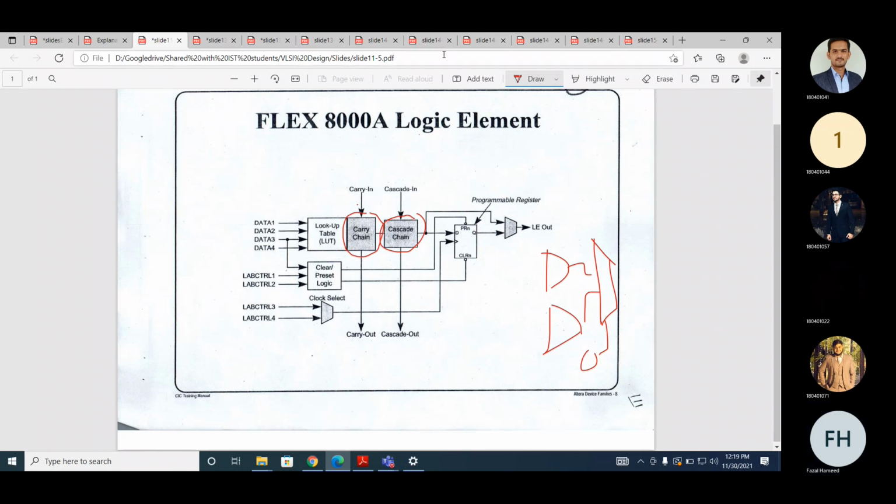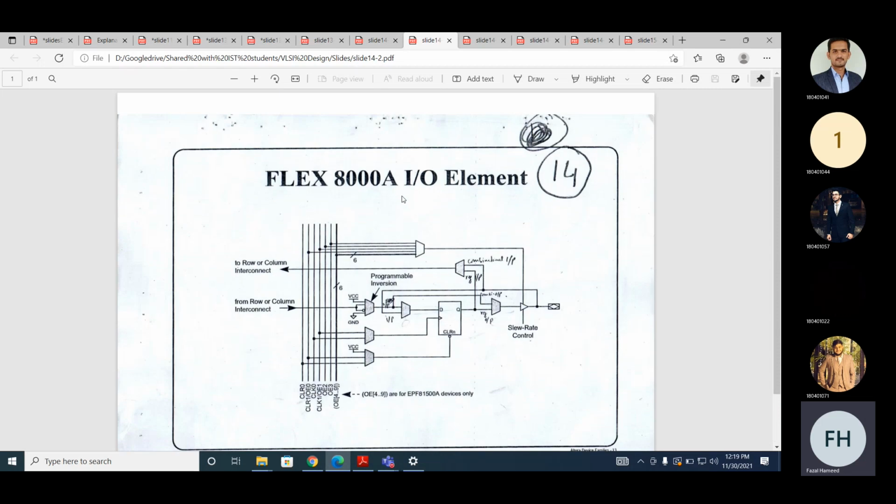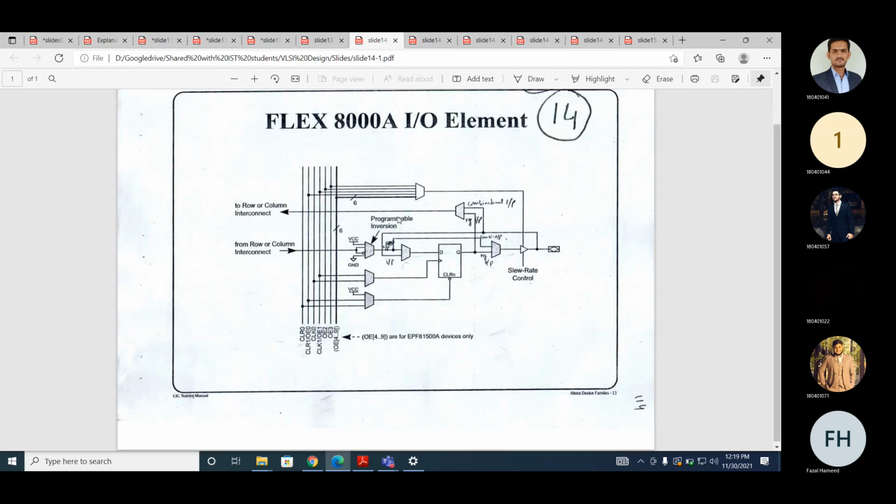Okay, now we have studied the logic element, but now we will study an IO element. Actually, this IO element was called IOB in Xilinx architecture. Now this architecture is called Altera architecture. In Altera architecture, it is called IOE. So now this input-output element or IOE is connected to the chip pins.